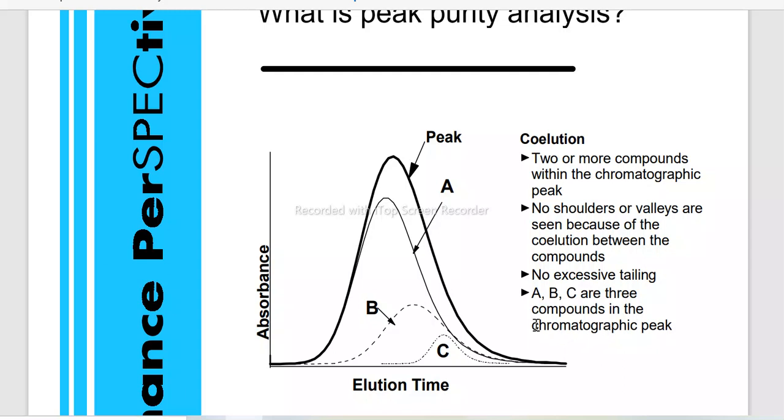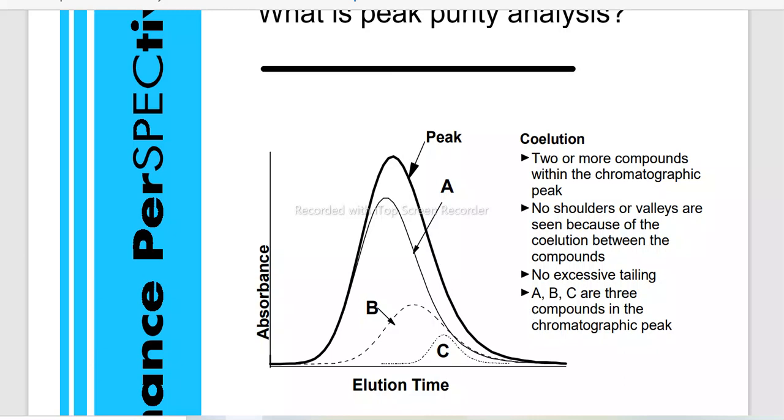When this situation comes, all the peaks are co-eluting at the same RT. So to distinguish or to check the peak purity, we use the PDA detector. So always remember, peak purity analysis of a peak is done with the help of the PDA detector, the photodiode array detector.